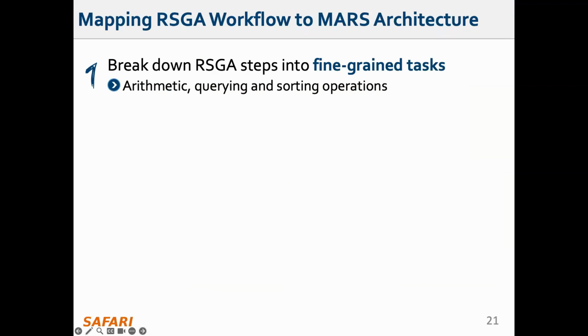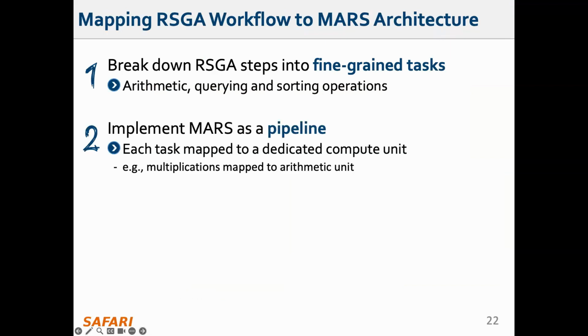We then go ahead and break down the complete pipeline into smaller steps and then map them to each of the components. So we break them down, for example, into arithmetic, querying, and sorting operations, and then map each of these tasks to the dedicated compute unit that can execute this paradigm and implement Mars as a pipeline.